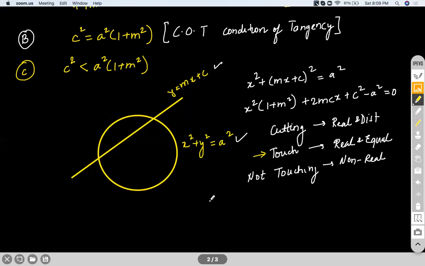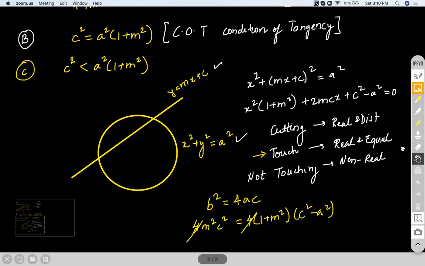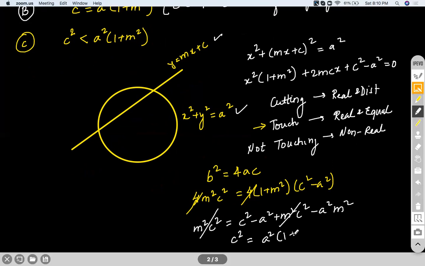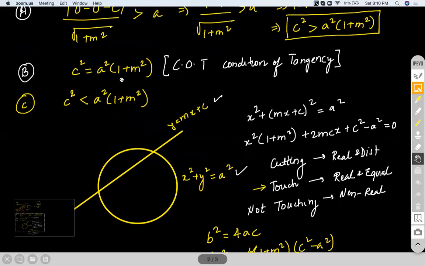So b square should be equal to 4ac, right? b square will be this, equal to 4. A is 1 plus m square. C here is c square minus a square. So 4 and 4 get cancelled. If you expand this, it gives you m square c square is equal to c square minus a square plus m square c square minus a square m square. This and this get cancelled. So take c square on the other side. So c square is equal to a square into 1 plus m square. This is what we had derived earlier also.